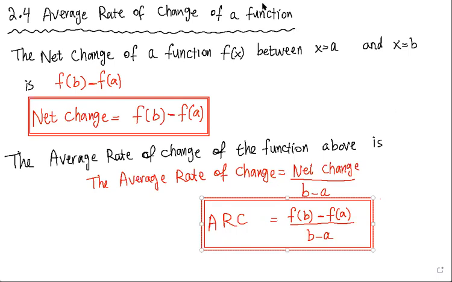Now, let me give you an example. Before I give you the example, in general, the net change is like the slope of the secant line between the points on the graph. It's close to the slope of the secant line that passes through the 2 points on the graph.